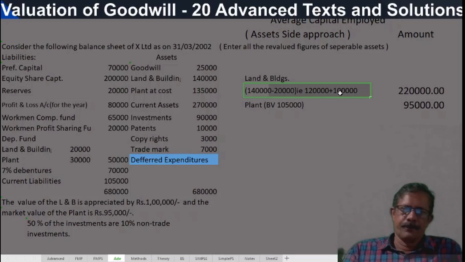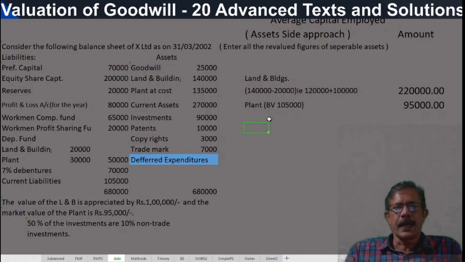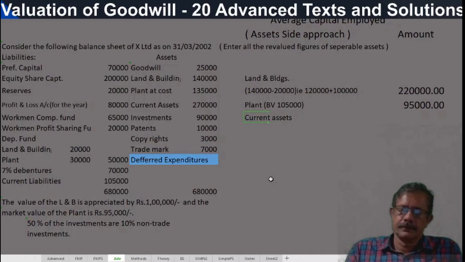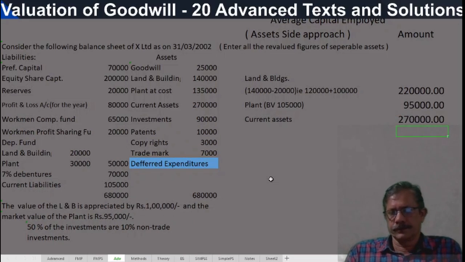So land and buildings we have taken, plant we have taken. The next one is current assets. Nothing is mentioned over here. So current assets are taken at book value. How much? 2,70,000. Then investments.